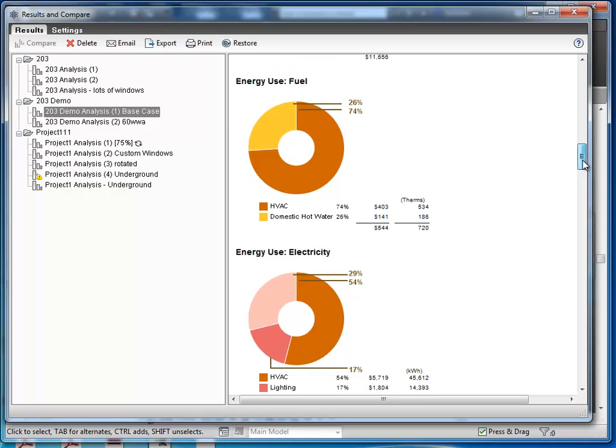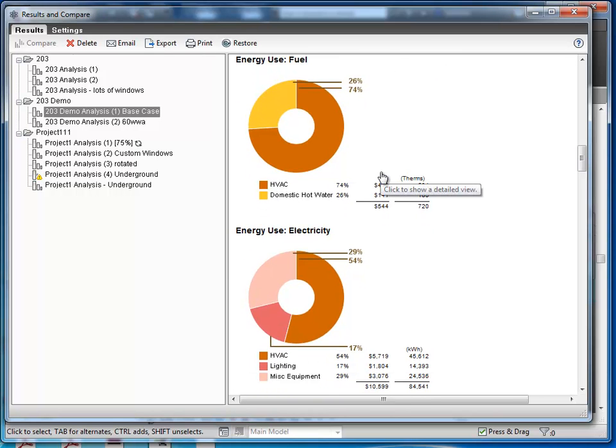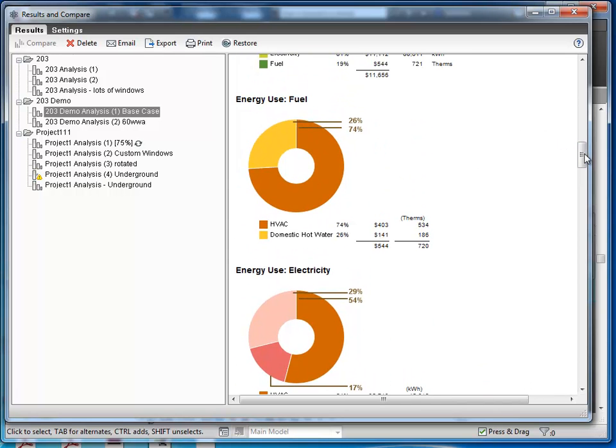Next graph, fuel. Basically, what is your fuel being used for? It's being used for your heating system, okay, 75%, and then also for your domestic hot water. That's what your fuel is being used for. So if you have natural gas at home, typically those are the things that it's being used for.